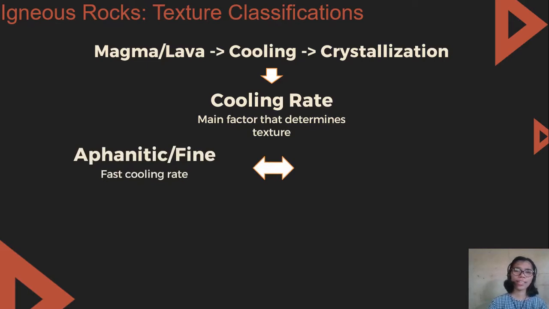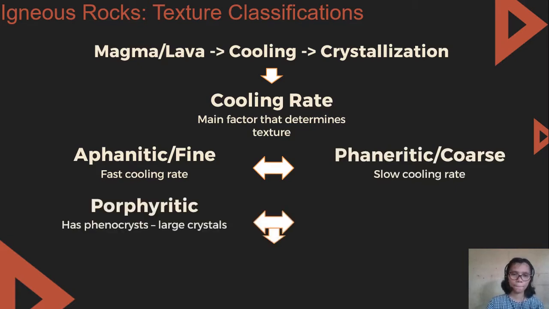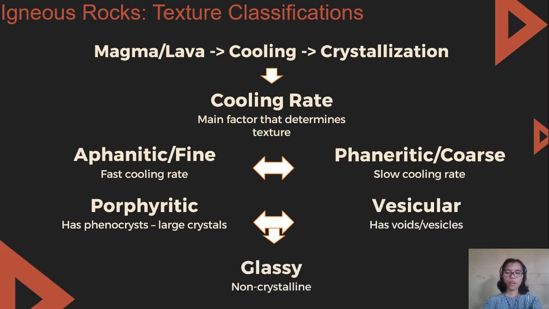Okay, so aphanitic, or fine grain, is the fast cooling rate, and phaneritic, or coarse grain, is the slow cooling rate. Porphyritic has phenocrysts, large crystals. Vesicular has voids or vesicles. When this happens, gases dissolved in the magma are able to come out of solution, forming gas bubbles inside it. Glassy is non-crystalline.